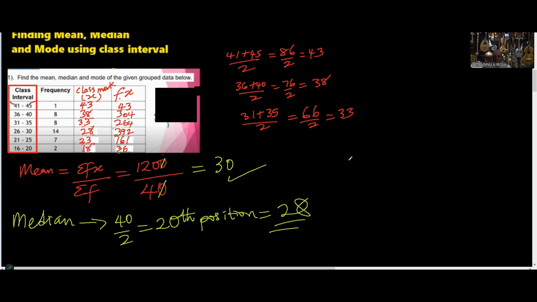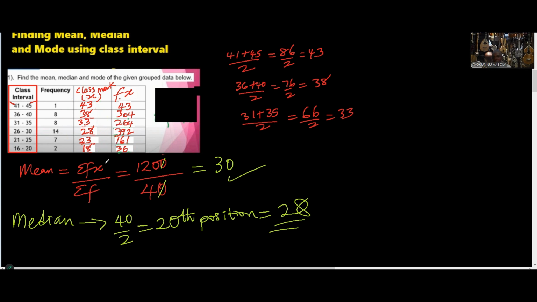How did you get that median? Okay, I have to get the median, right? The median means that if you arrange from smallest to the biggest, these are our numbers, okay? These are our numbers, right?